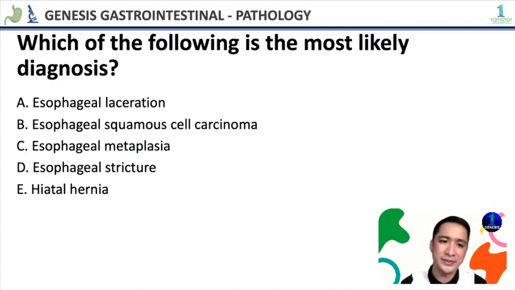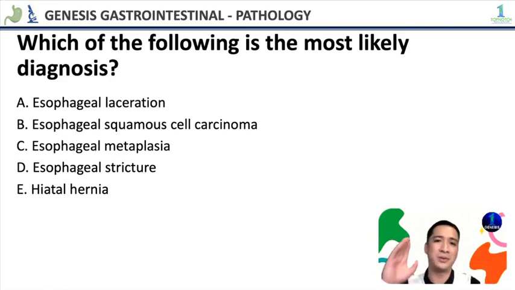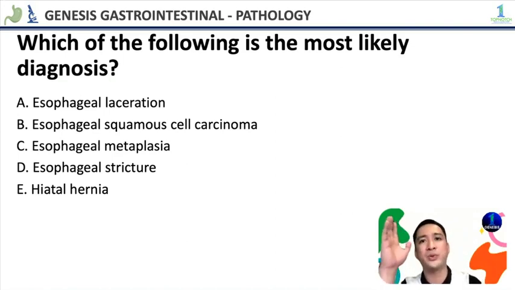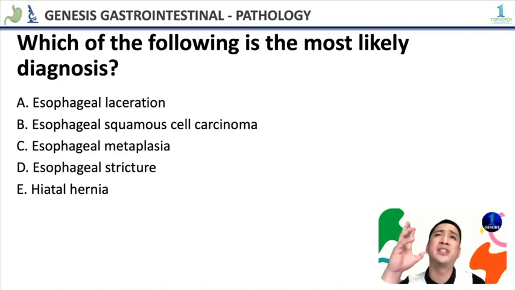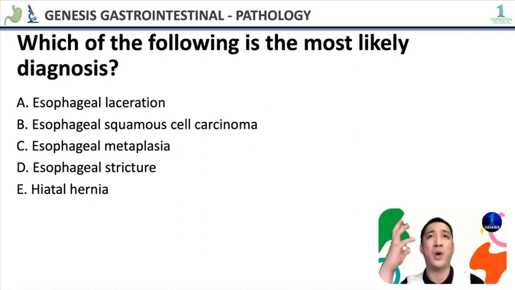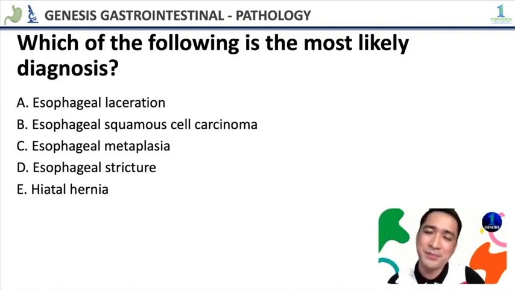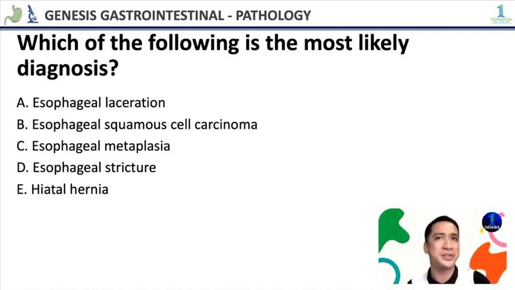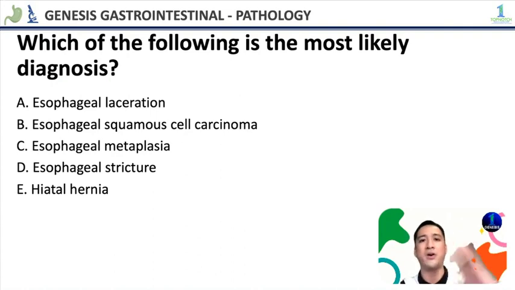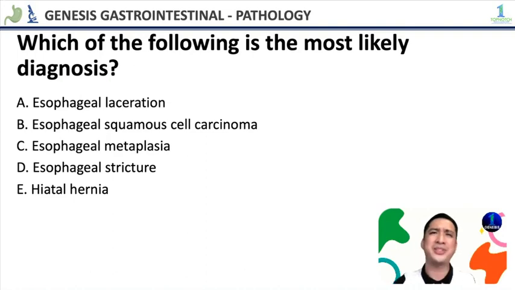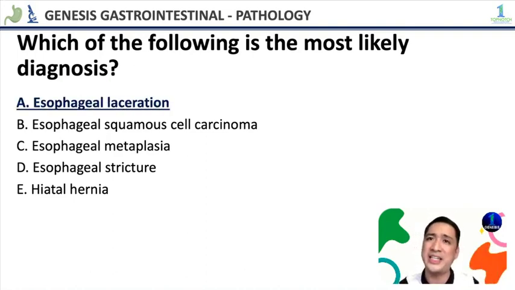Which of the following is the most likely diagnosis of the patient? Okay, so this is the best time for you to answer practice questions. This is the best time for us to integrate what we've learned from the basic sciences. Patho, pharma, physio, these are the basic sciences that we should learn how to integrate. So the correct answer here is most likely the patient being an alcoholic is having an esophageal laceration. Esophageal laceration. Yes, you are correct.